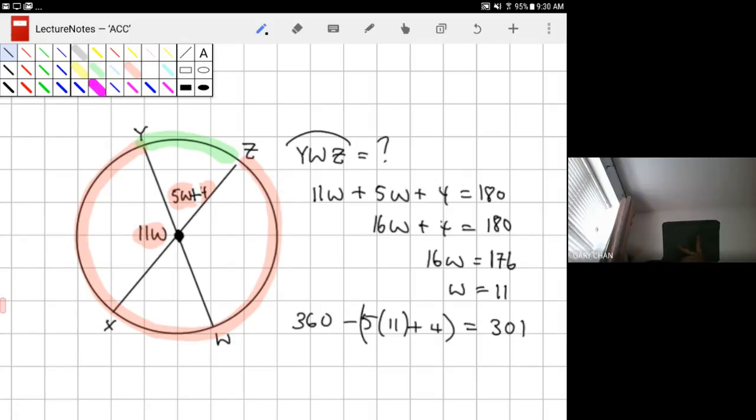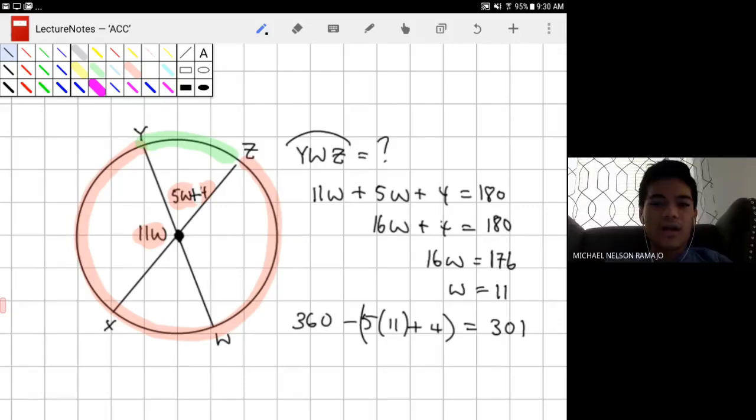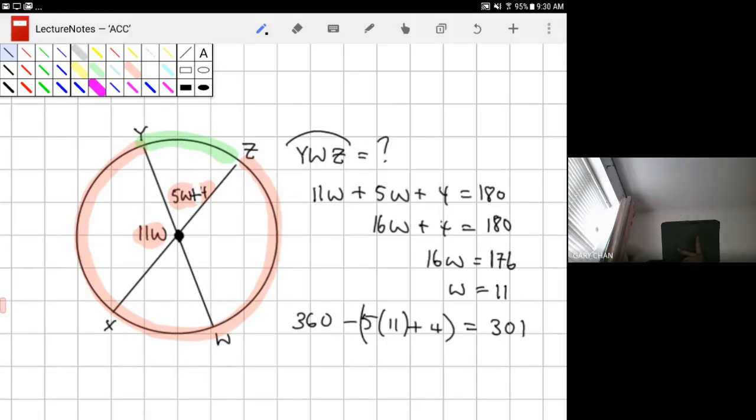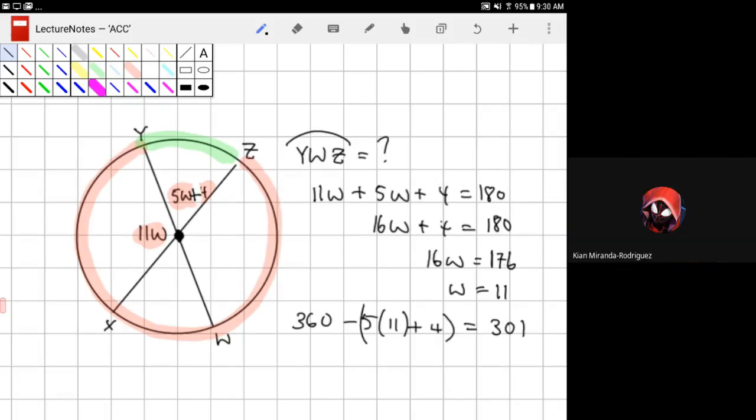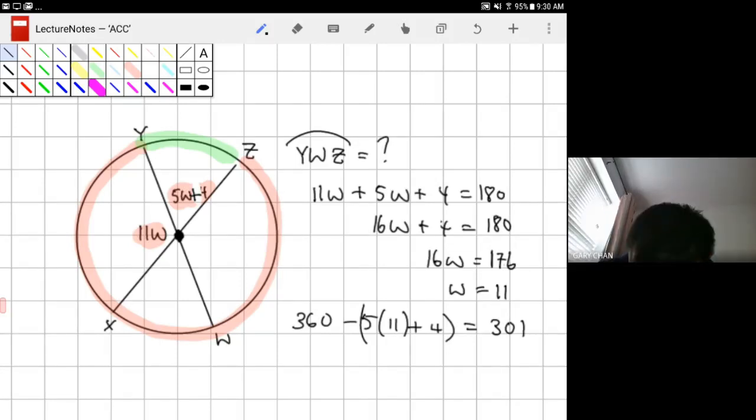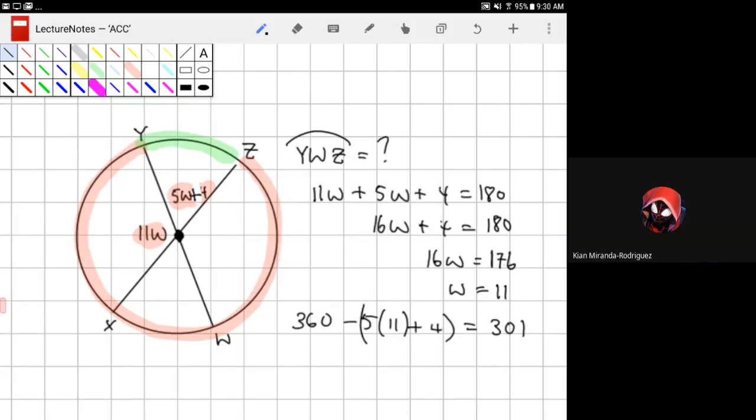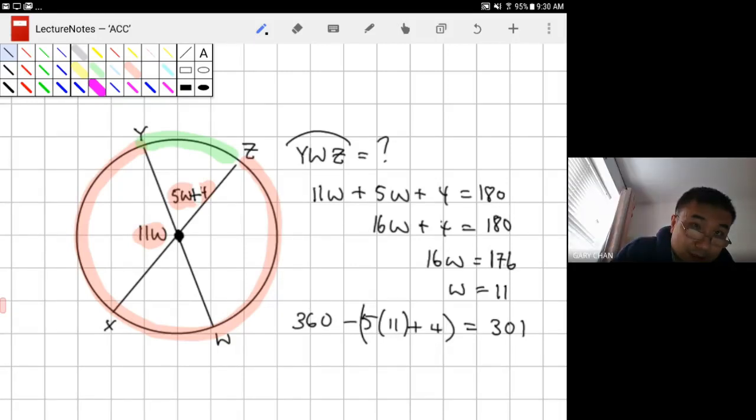Got it. Okay. Got it, Mr. Chan. So if I punch that in, 301. And that's pretty much it. So this assignment, pretty easy as an introduction. 301, you said? 301, yes. Pretty basic as an introduction to circle geometry.